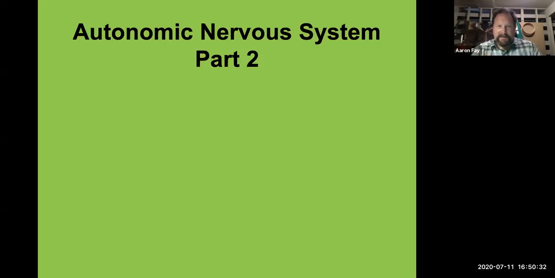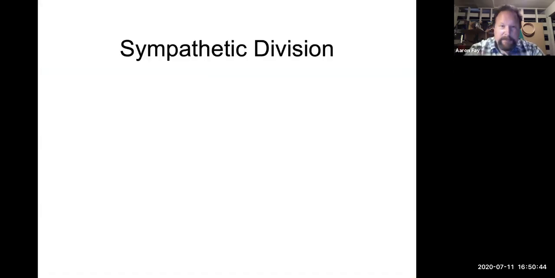Welcome back to our discussion on the autonomic nervous system. So in part two, we're going to be talking about the sympathetic division, which is bigger and more complex, and there's more confusing terminology. So let's begin, shall we?